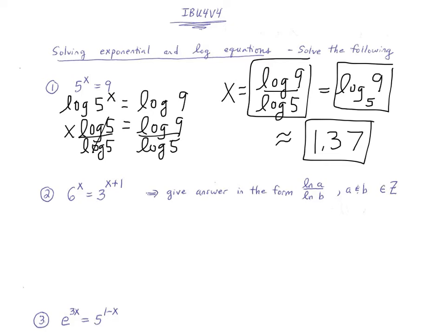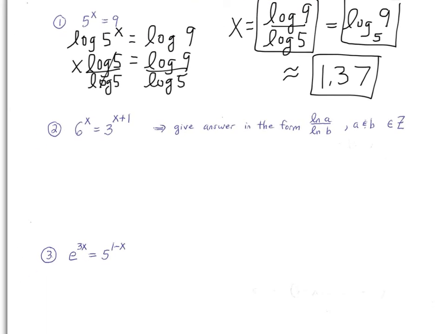Alright, our next question wants us to solve and give our answer in the form ln of a divided by ln of b, and they tell us that a and b are integers. Don't forget, this is the symbol for integers. So we notice that in example 2 here, it's another exponential equation. We cannot get equal bases. Please don't tell me 6 is 3 squared and that we could actually get equal bases, right?